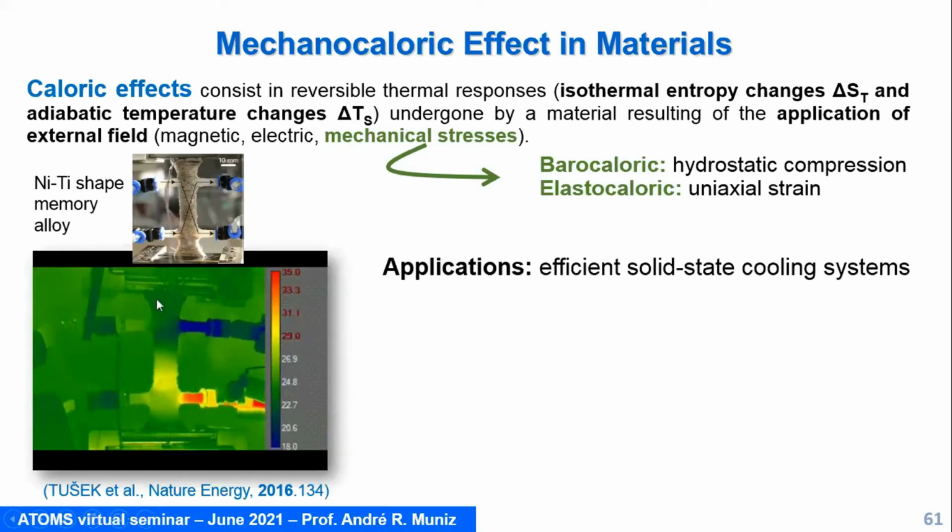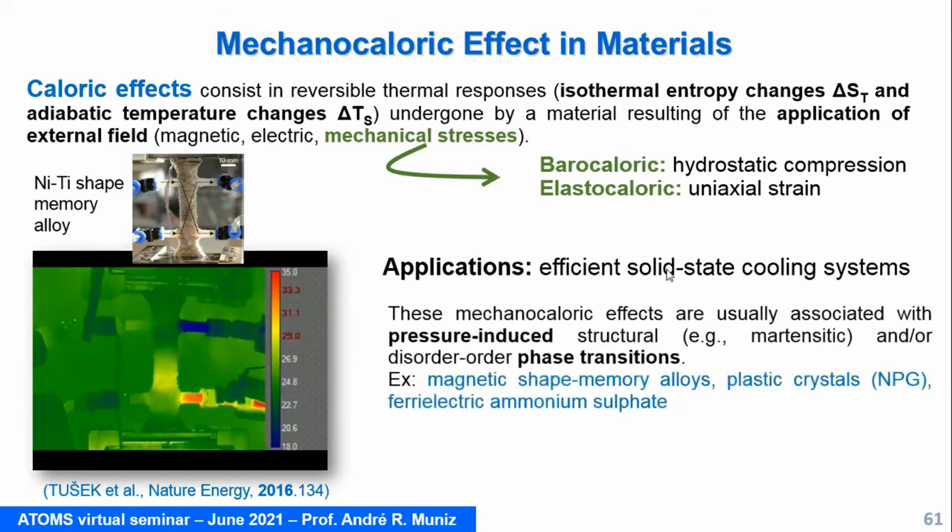So here is one example of a device that explored the elastocaloric effect on the nickel titanium shape memory alloy. Basically, by stretching this material, it's going to absorb or release heat, and can be used, for example, in this case, in a heat pump to increase the temperature of one current and decrease that of the other one. So the application of this phenomenon is efficient solid-state cooling systems that are more efficient than the existing ones based on vapor compression.